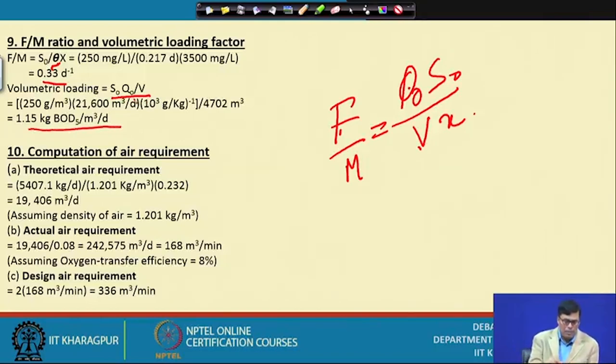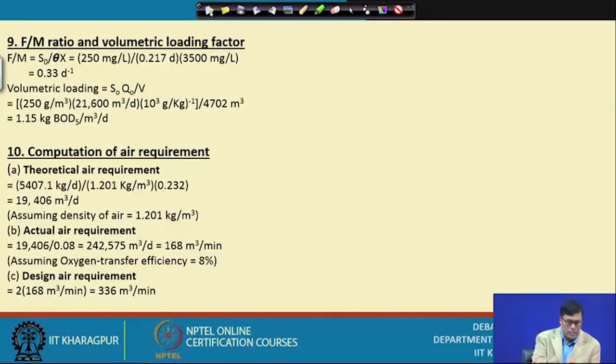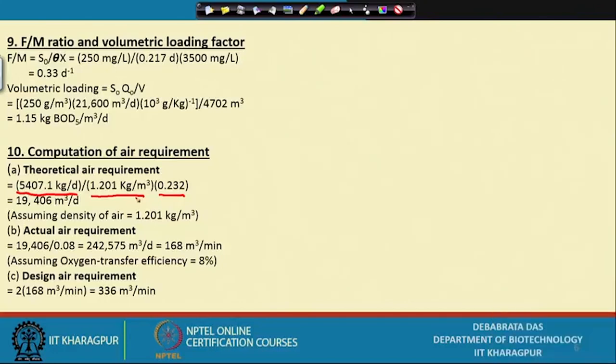Now, how do you calculate the amount of air requirement? That is very important, because previously we have already found how much oxygen is required. This is the amount of oxygen required. Now, air contains 23.2% oxygen by weight, so if you divide by 0.232, you will get the amount of air that is required. Air has a density of 1.2021 kg per cubic meter, so you will get the volume of air required for this particular process.